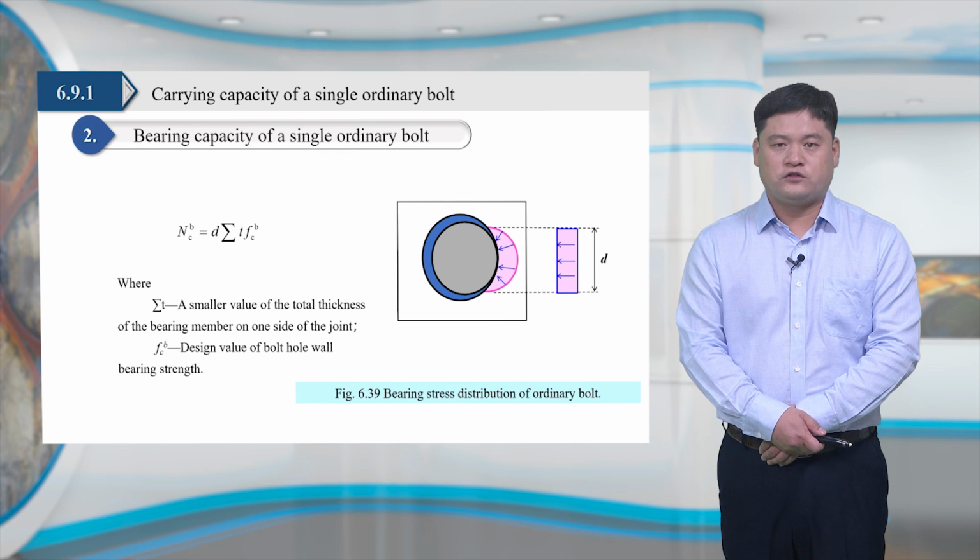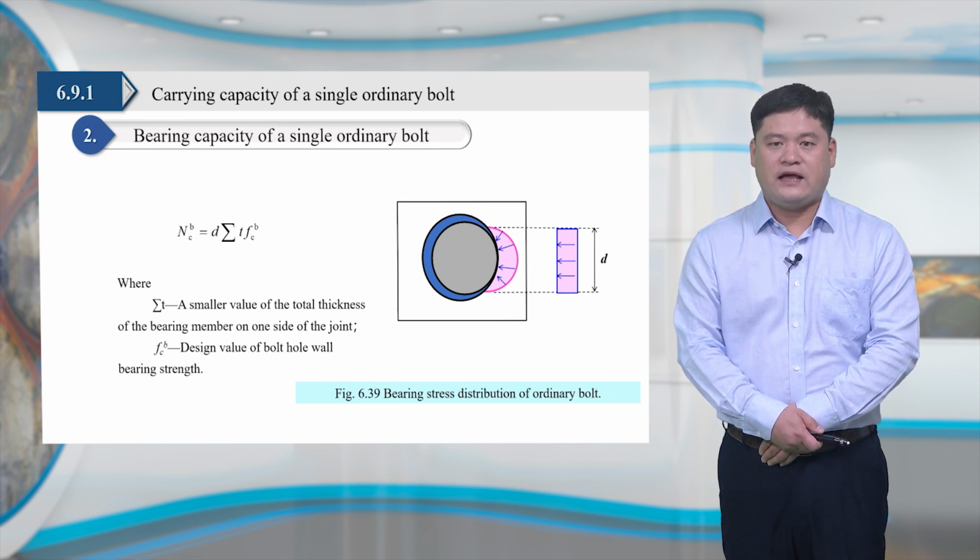Since it is difficult to determine the actual bearing stress distribution of bolts, it is assumed that the bearing stress of bolts is distributed on the plane of the bolt diameter. To simplify the calculation, the stress on the bearing surface is assumed to be uniformly distributed. Therefore, the design value of bearing capacity of bolted connection can be obtained by this formula.